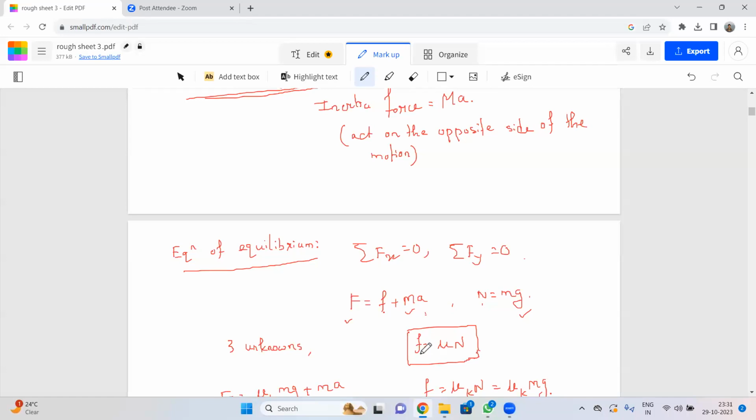Any doubts? And about the test question, I will share it by tomorrow or the day after tomorrow morning. Have you already got the question? I have already shared it in the WhatsApp group. Yes, I have the question. If possible, please share tomorrow morning.